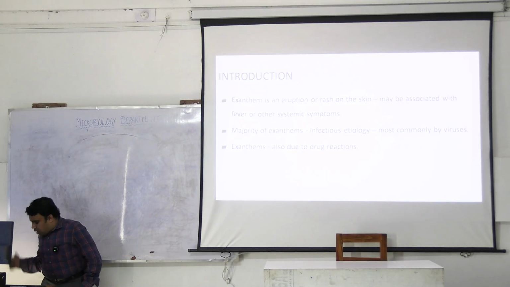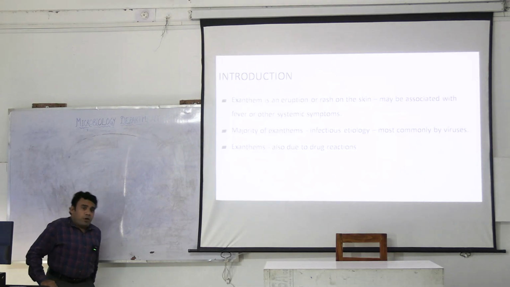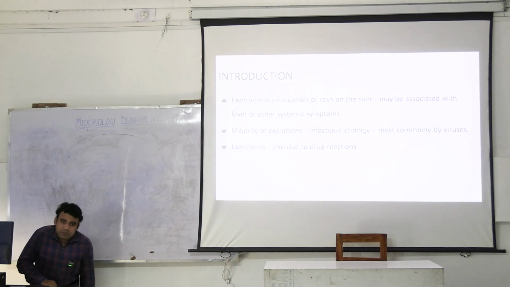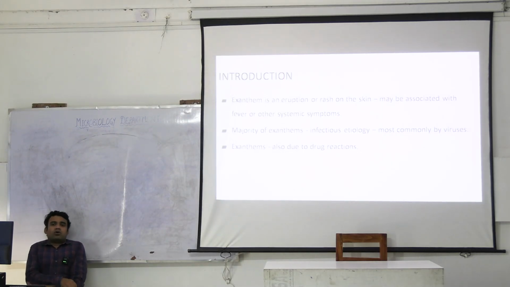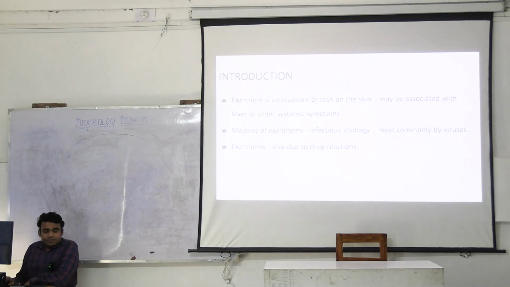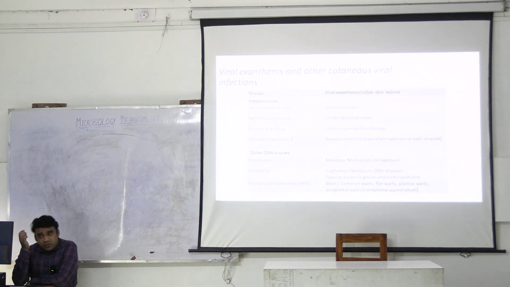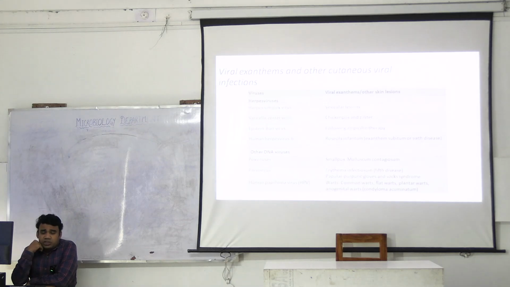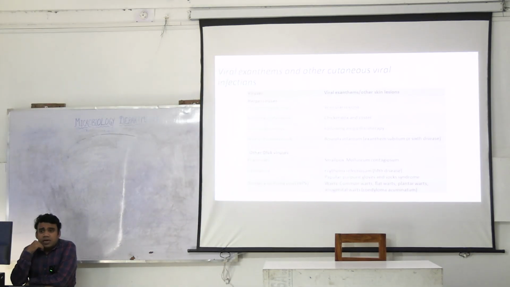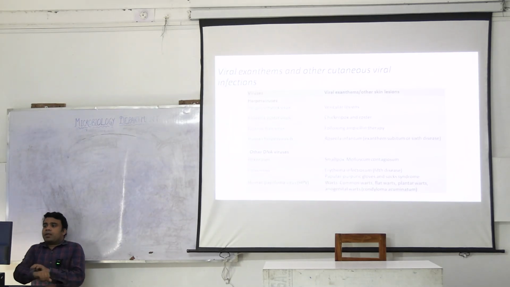Now these eruptions are generally infectious in origin, predominantly viral, but many a times various drug reactions can also cause exanthem-like manifestations. Moving on, if we look at all the viruses which cause exanthematous disease, these are the viruses. What are the viruses? Among the herpes group, we have herpes simplex 1 and 2, varicella zoster virus, the virus which causes chickenpox, Epstein-Barr virus, human herpes virus 6 predominantly, and then we have some of the DNA viruses which include pox virus, parvovirus, and human papilloma virus.